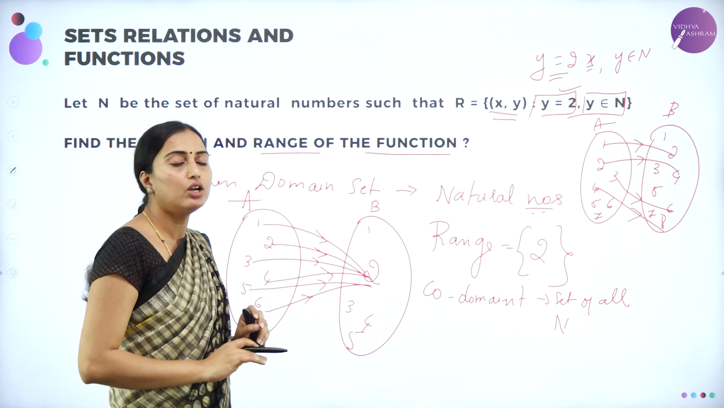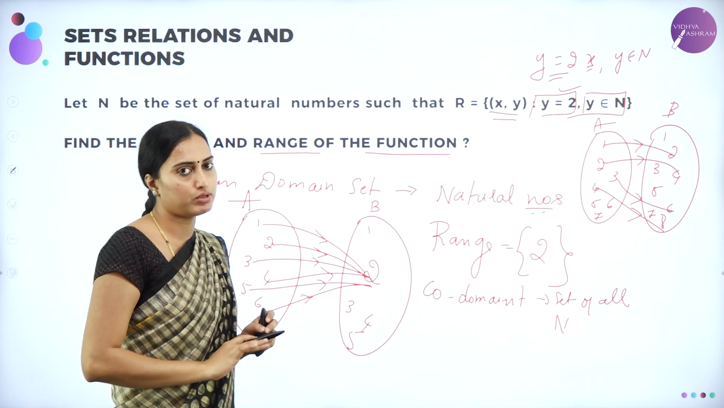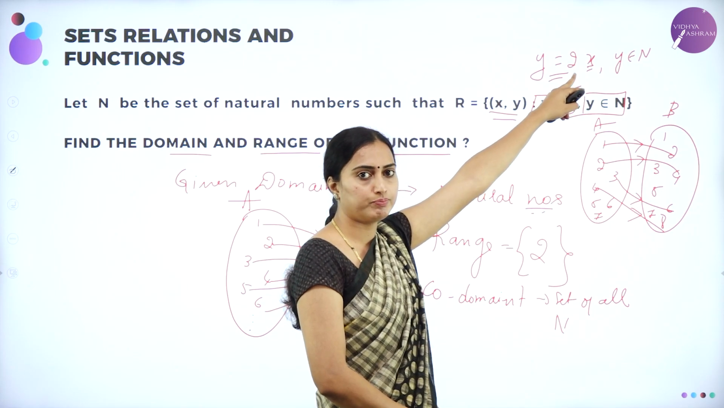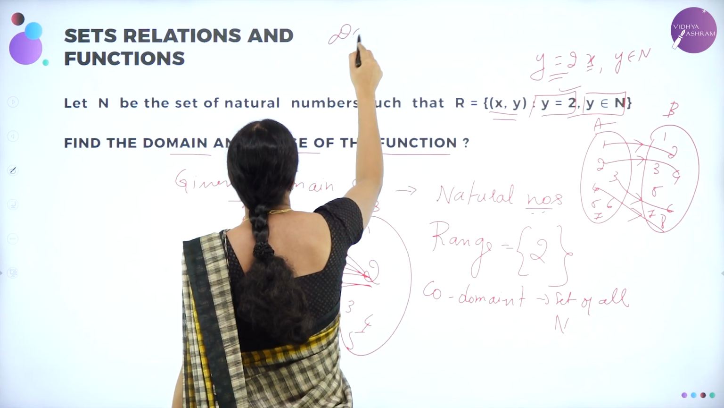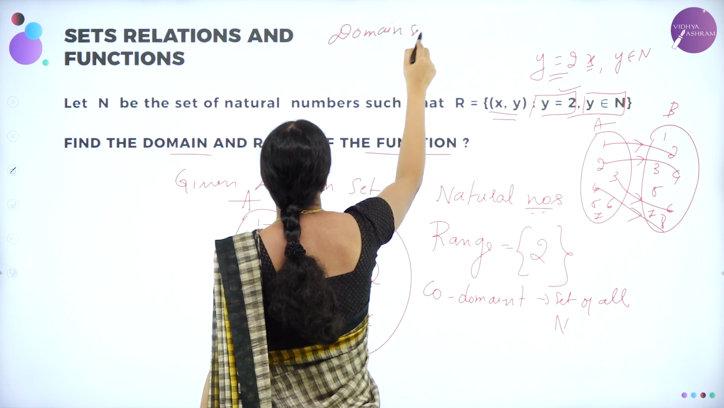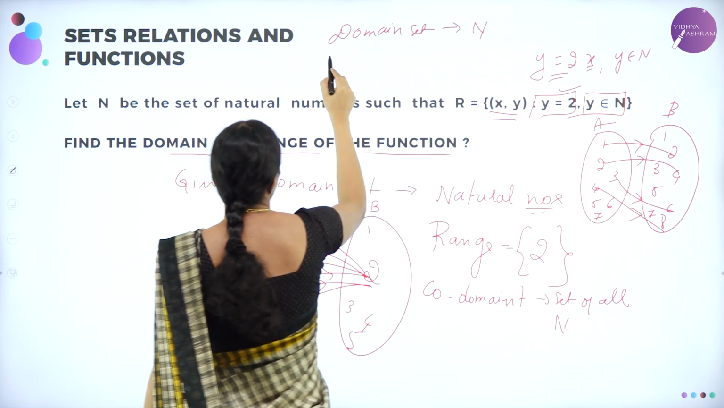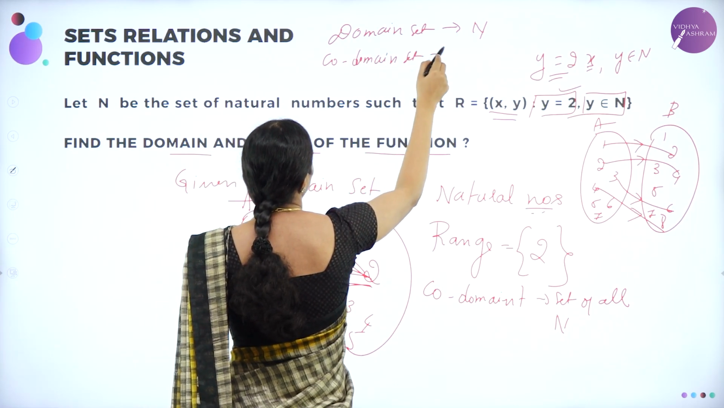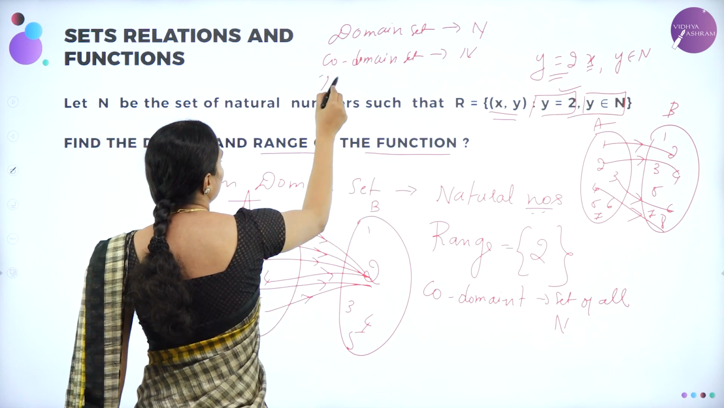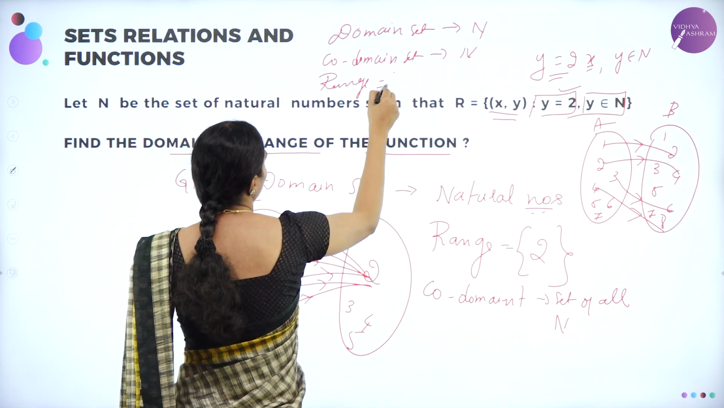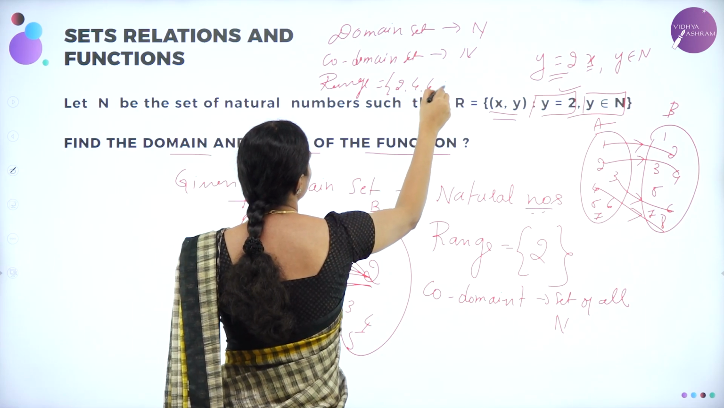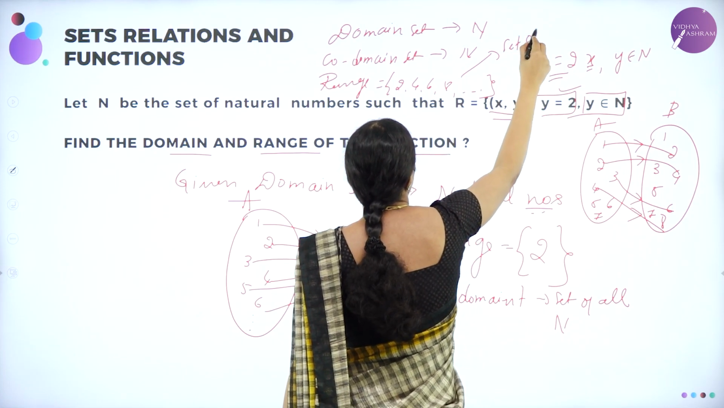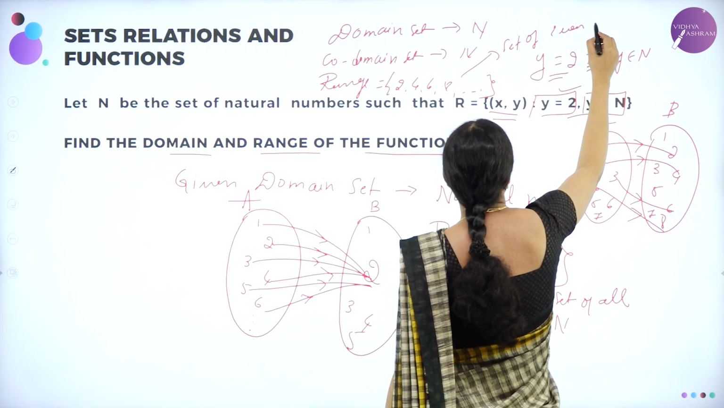What is the codomain set? The codomain set is nothing but the set of all natural numbers only. What am I talking about? If y is equal to 2x, they have given. So, this is the domain. Domain is N only. The domain set is the set of all natural numbers only, and the codomain set is the set of all natural numbers only. But what is the range? Range is nothing but 2, 4, 6, 8, etc., which is going to be known as the set of all even numbers.